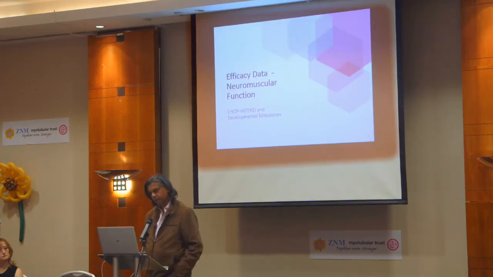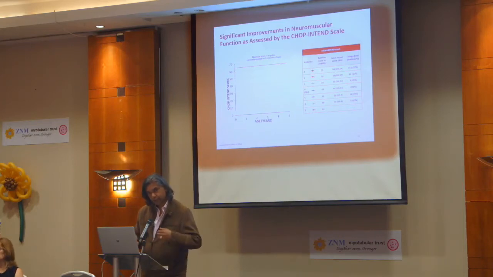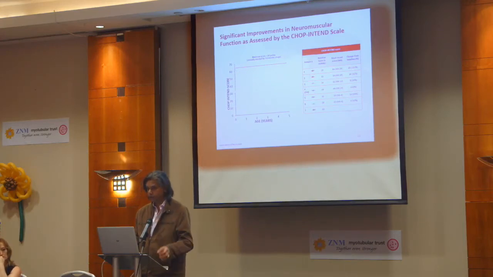So from an efficacy perspective, how are these children performing? We use a scale called the CHOP-INTEND scale, which Francesca was talking about the SMA study earlier, and they also use that specific scale. It stands for Children's Hospital of Philadelphia, Infant Testing of Neuromuscular Dysfunction. It's a 64-point scale, and a healthy child should score 64.